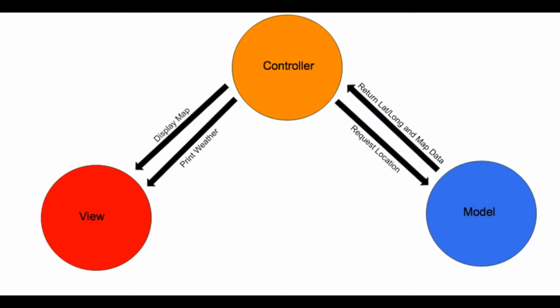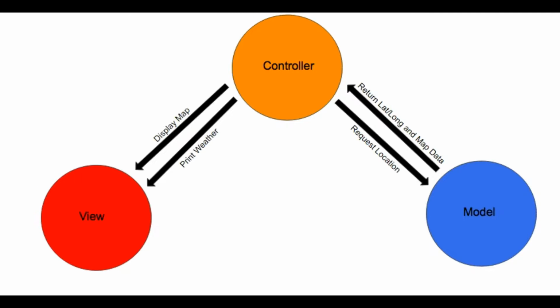We start with our controller, and we first request from the model the location that the user is interested in, through the interaction of entering an address string. The model will then kick back to the controller the latitude and longitude of the location, and at the same time it will be accessing the geonames.org website and bringing back the JSON weather data from that particular location.